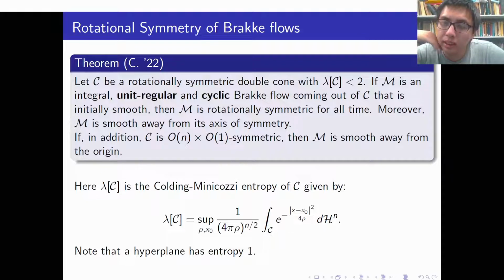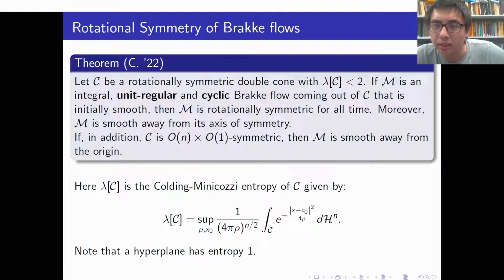So here, the only regularity. The two words I highlighted are unit regular and cyclic. These are kind of technical conditions, but these are conditions that, if you produce a Brakke flow by elliptic regularization, they will have this property.